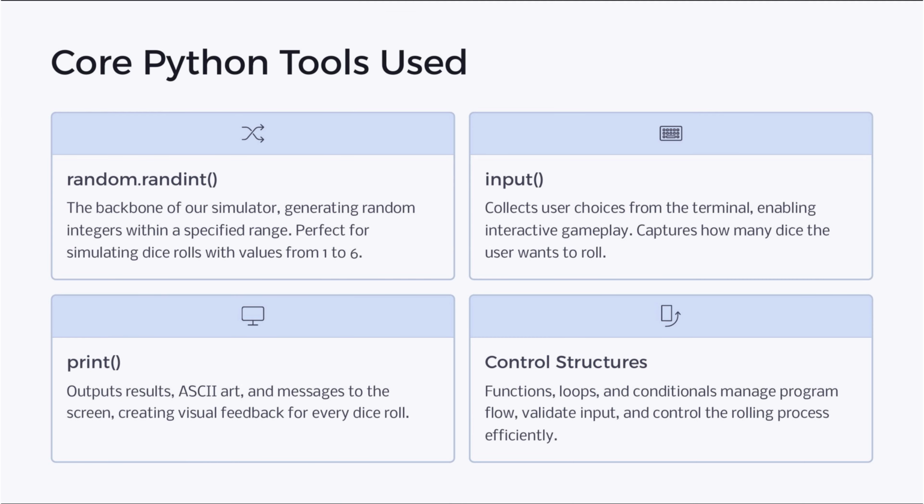Core Python tools like random.randint are essential for generating dice roll values between 1 and 6. The input function captures user preferences, such as the number of dice to roll, while print provides visual feedback. Control structures, including functions, loops, and conditionals, ensure efficient program flow and input validation.